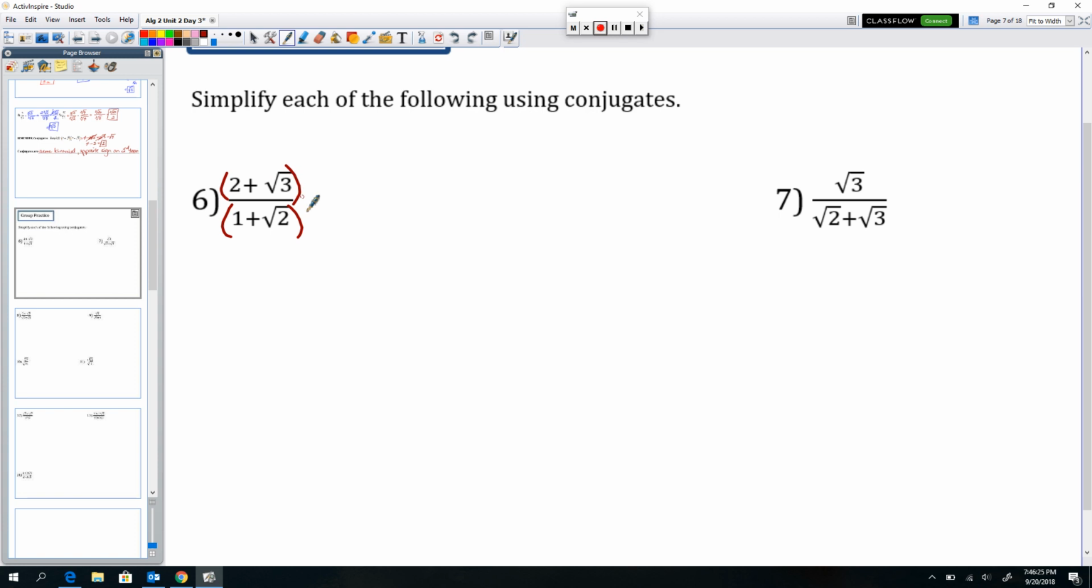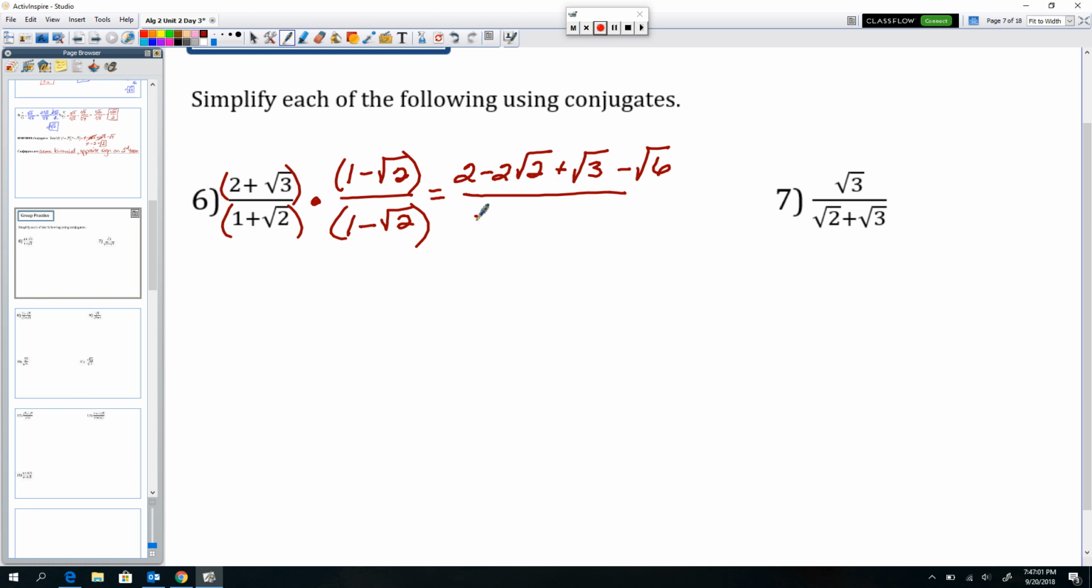So if we look at this, once again, we don't care what's going on the top. That's not our problem. It's the bottom that's the problem. I'm going to multiply by the conjugate of the bottom, which in this case is 1 minus the square root of 2. Whatever I do to the bottom, I'm going to do to the top, so 1 minus the square root of 2. Now, I've got two sets of foiling to do. So be careful. Take your time. First times first, outer times outer, minus 2 square root of 2. Inner times inner, plus the square root of 3. And last times last, minus the square root of 6. That's the top. The bottom, first times first, outer times outer, inner times inner, and last times last.